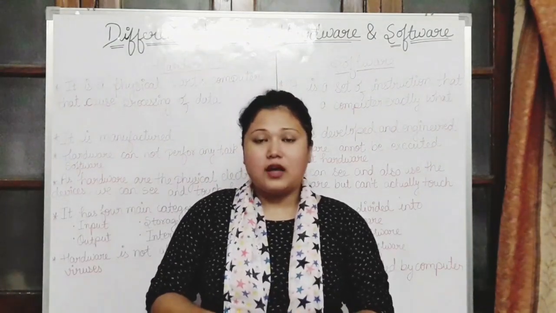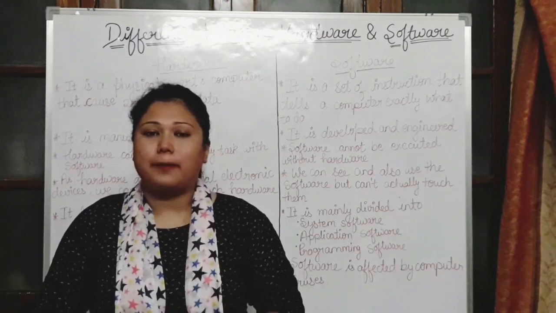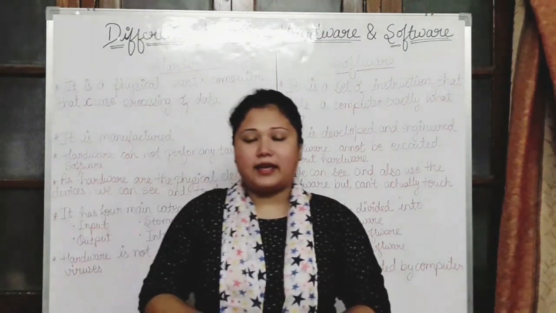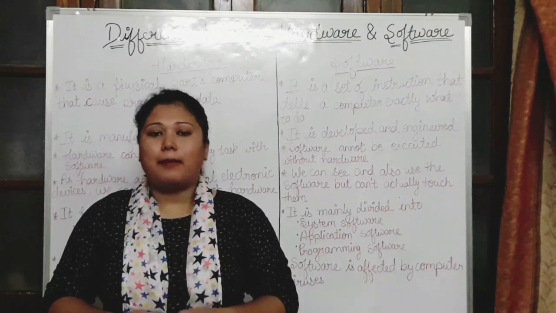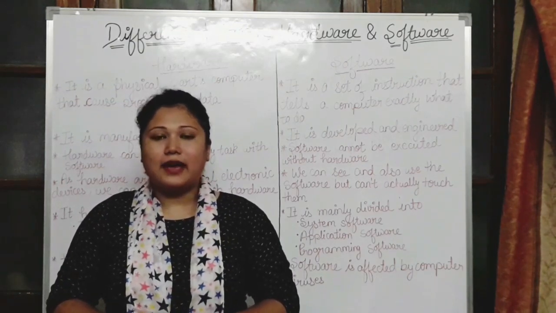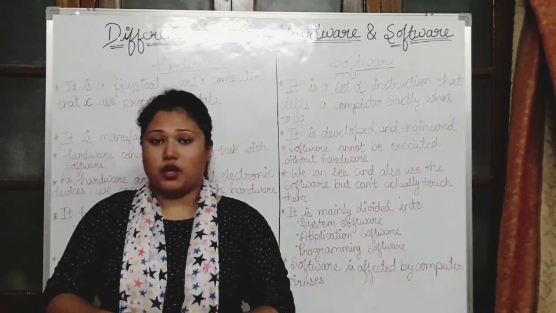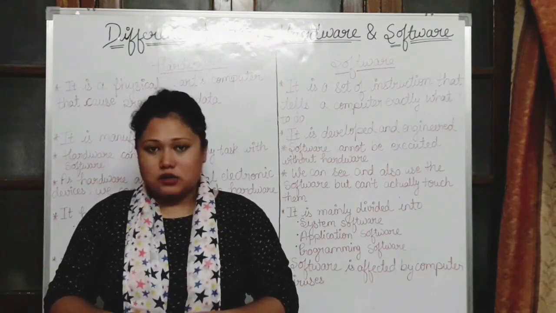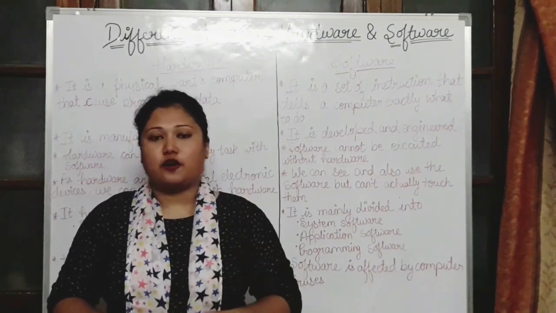Application software are those software which help us to perform a specific kind of task. Like we can perform calculations in Microsoft Excel. We can write an article in Microsoft Word. So these are also software which help us to perform a specific kind of task.